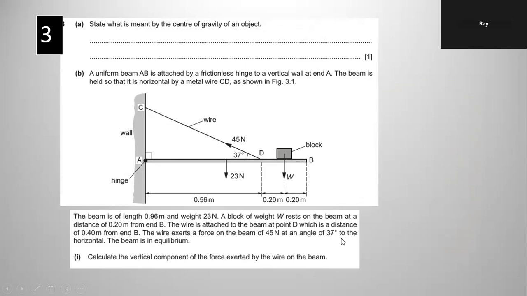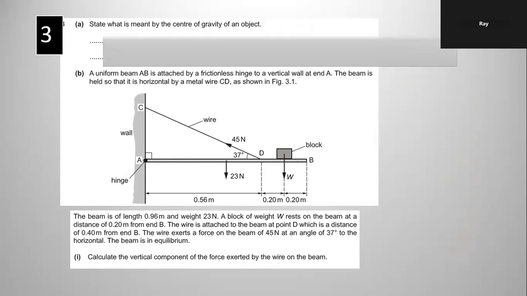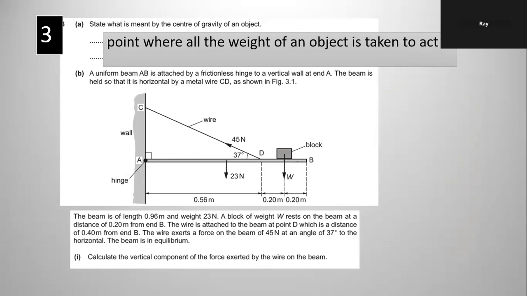State what is meant by center of gravity of an object. The point of an object where gravity acts the most on. Point where the weight of the object is taken to act. Taken to act. The weight of all of an object is taken to act.